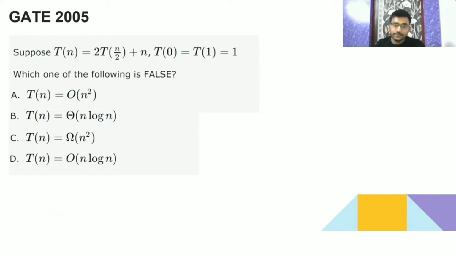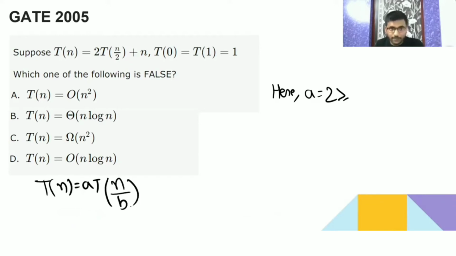Now see here. Here you can assume A as 2. No need to assume, A is 2 and B is equal to 2. So it is in the master theorem, where T(n) is equal to aT(n/b) plus theta of n to the power k log to the power p of n. So you can apply the master theorem here.